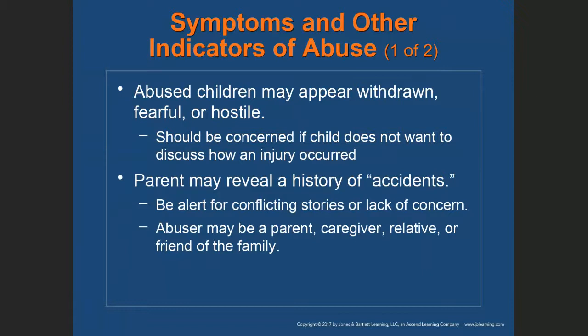Symptoms and other indicators of abuse. Abused children may appear withdrawn, fearful, or hostile. They should be concerned if a child does not want to discuss how an injury occurred. The parent may reveal a history of accidents. Be alert for conflicting stories or a lack of concern for the child. The abuser may be a parent, caregiver, relative, friend, or member of the family. And most commonly, it's going to be someone that the child is familiar with.